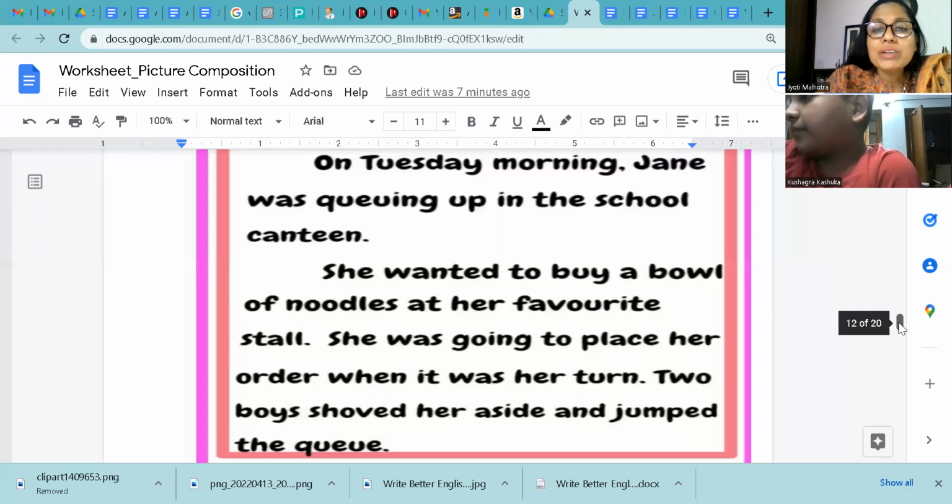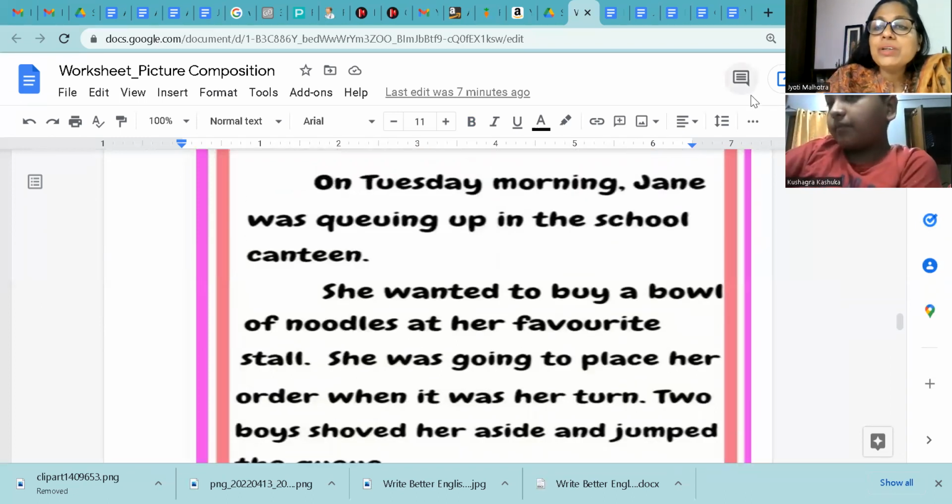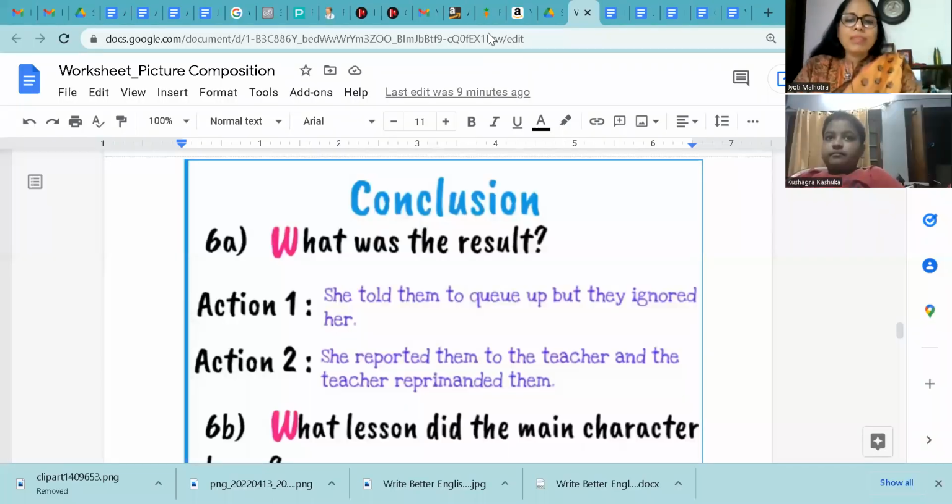Okay, so you write this much. Then we will build the story a little further once you have noted this down and understood this much. Now let's come over to the fourth element, that is C, conclusion. What was the result of that action? The result of which action? The fact that these two mischievous boys pushed her, shoved her aside, and were rude to her.